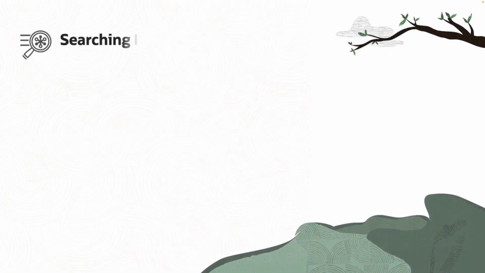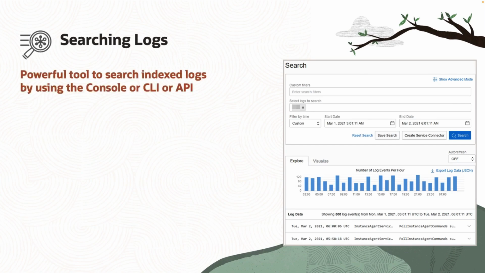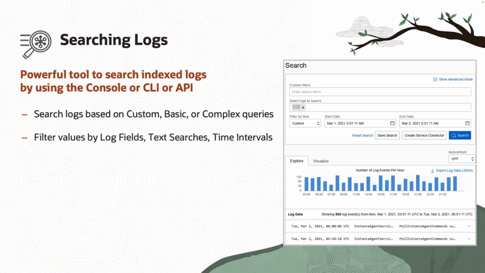OCI logging service gives you a powerful search engine tool to filter index logs through the OCI console, CLI, or APIs. You can search logs based on custom queries. There are two modes in the OCI console, the basic mode and the advanced mode. You can create basic queries using the basic mode and create complex queries using the advanced mode. There are multiple filtering options you could add to the search criteria. You can filter values by log fields, or search by a string or a keyword, or filter by time intervals.